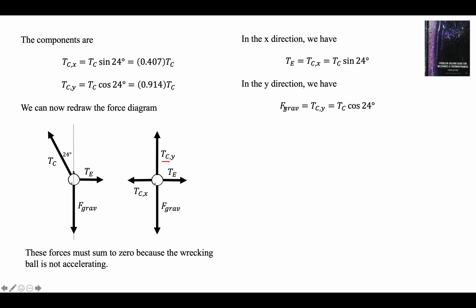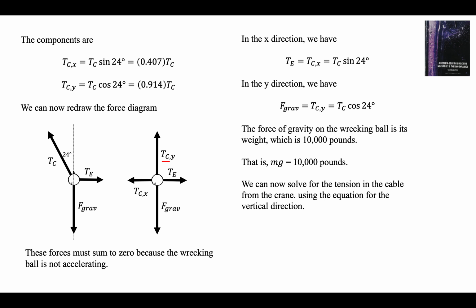In the vertical direction, the ball is being held up. The weight of the ball is being held up by the vertical component of the cable. The excavator is not holding up the ball. The excavator's cable is horizontal. And we know what F gravity is. It's the weight. It's 10,000 pounds.